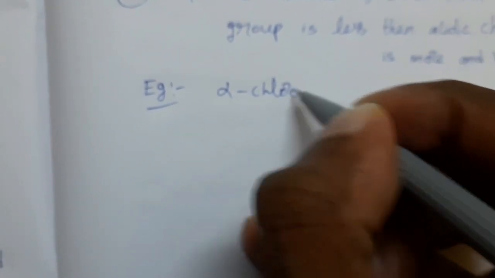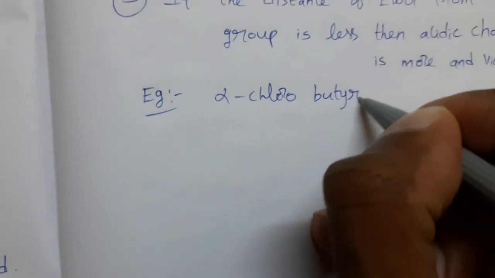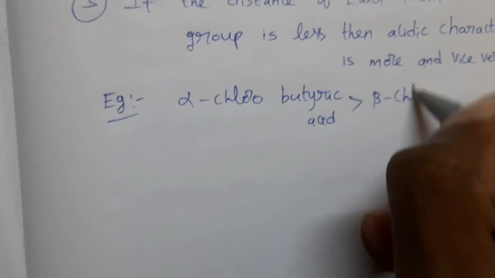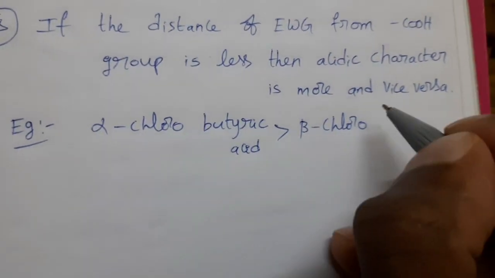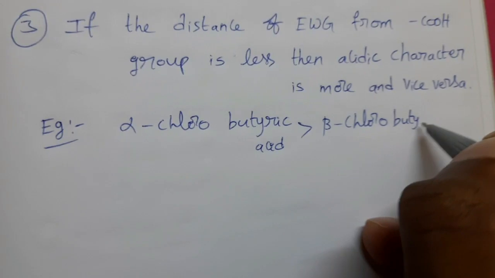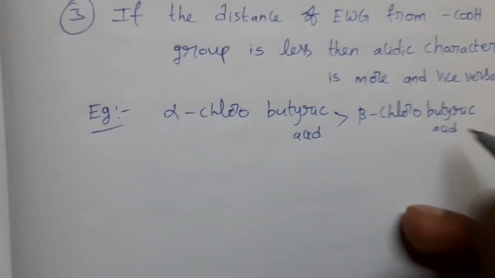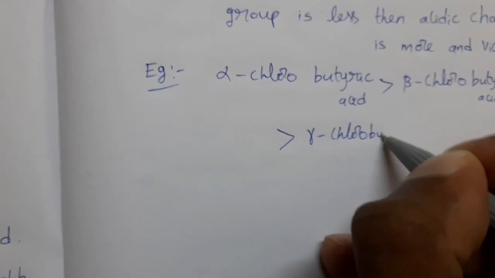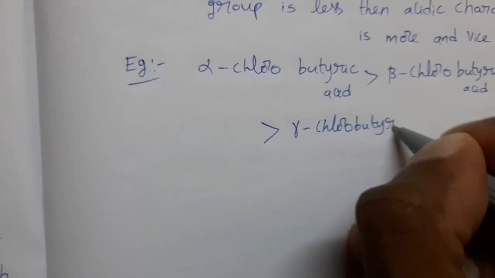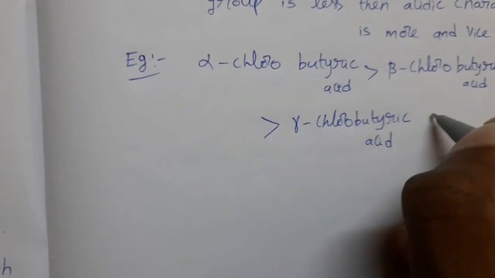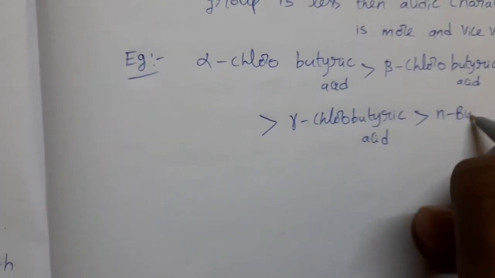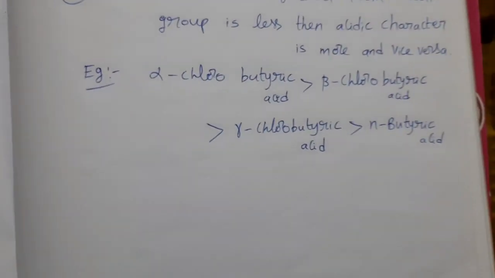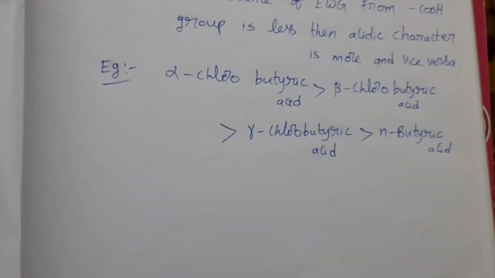Alpha chlorobutyric acid is more acidic than beta chlorobutyric acid, which in turn is more acidic than gamma chlorobutyric acid, which is more acidic than n-butyric acid. So if we write the formulas for these compounds, we can understand clearly.